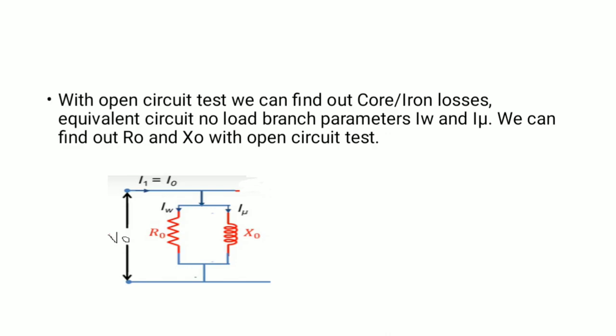So with the open circuit test, we can find out the iron losses or core losses, as well as we can find out the equivalent circuit no load branch parameters, active component of the current IW, magnetizing component of the current I mu, and we can find out the R0 and X0 with the help of open circuit test.